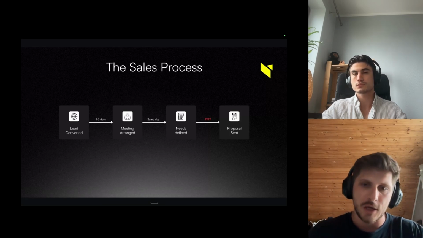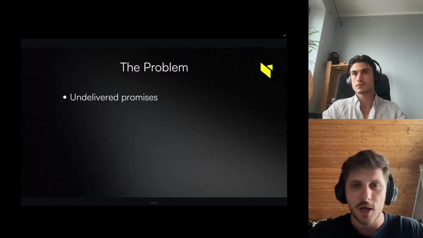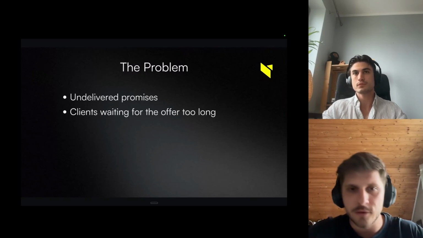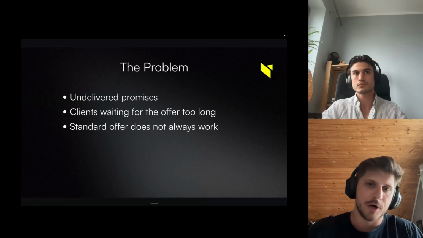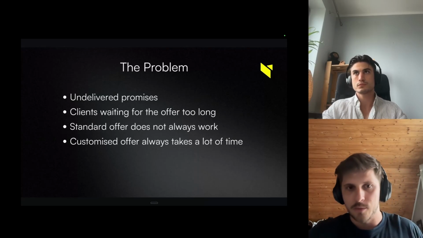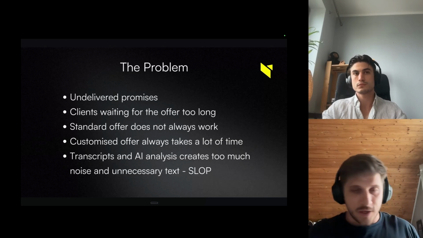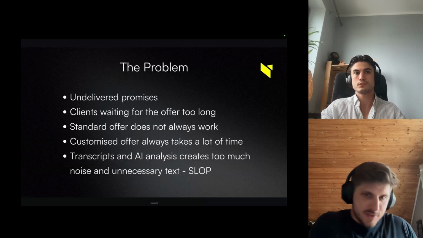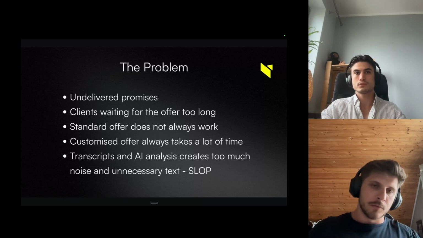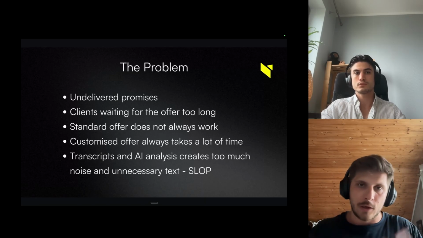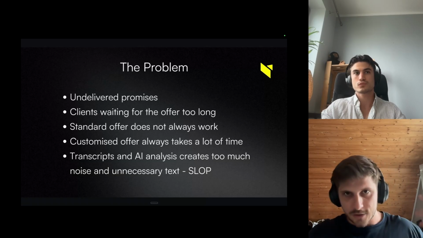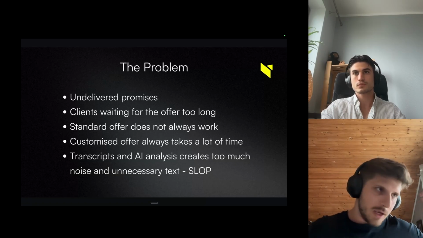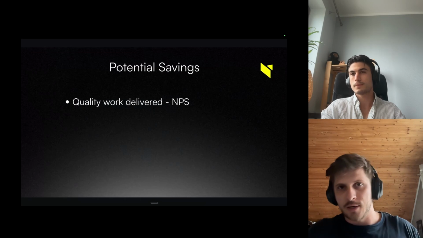The offer shows how you do it. So the problem for us was undelivered promises, clients waiting for the offer too long, and a standard offer does not always work. A customized offer always takes a lot of time, and transcripts and AI analysis that we relied on previously, where we wanted to create copy for the offer, created too much noise, unnecessary text, basically slop that added, let's say, 5 pages to the final offer. And that was the problem.